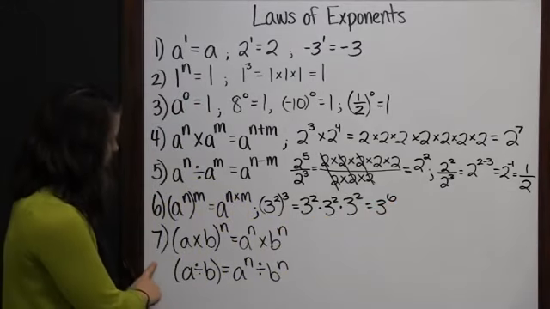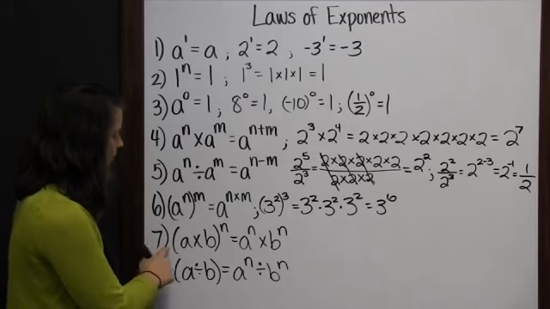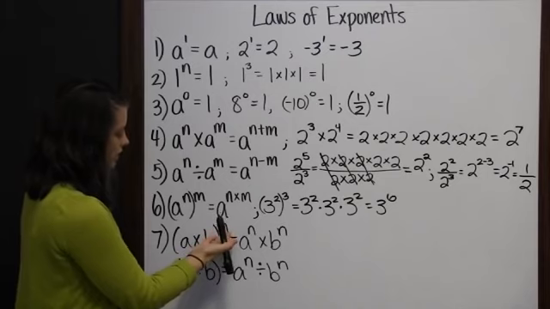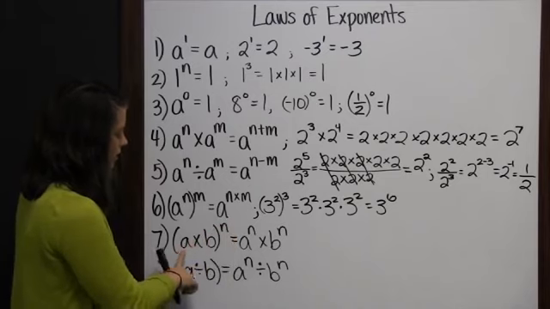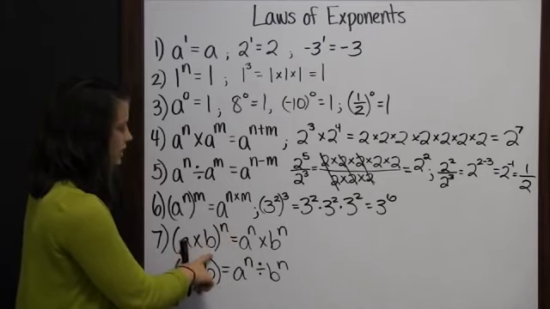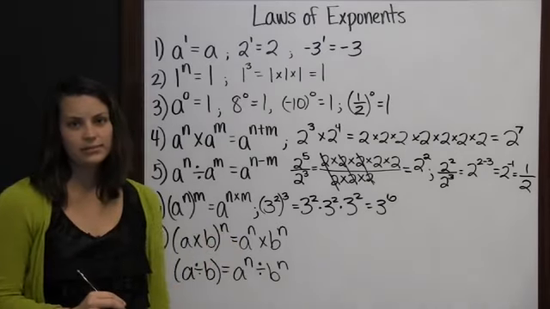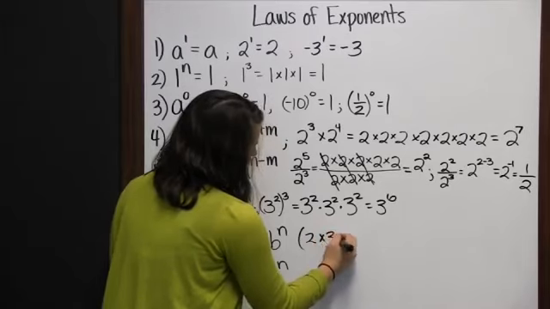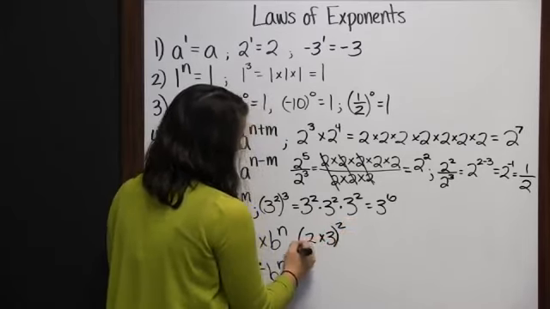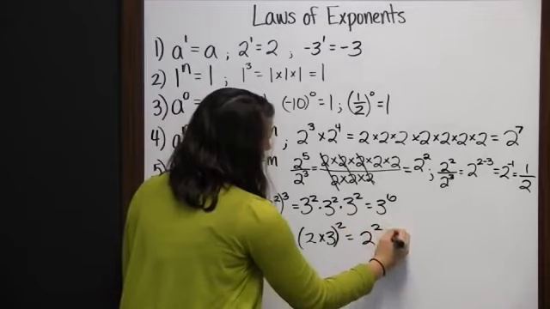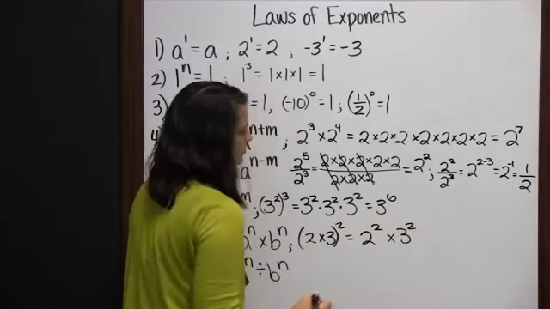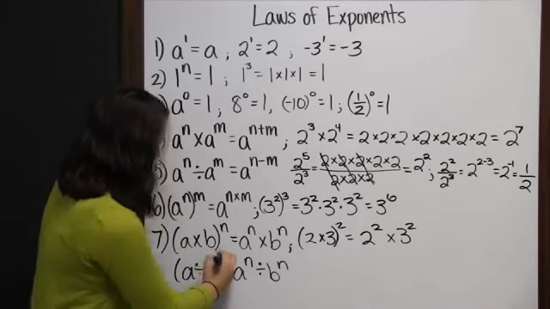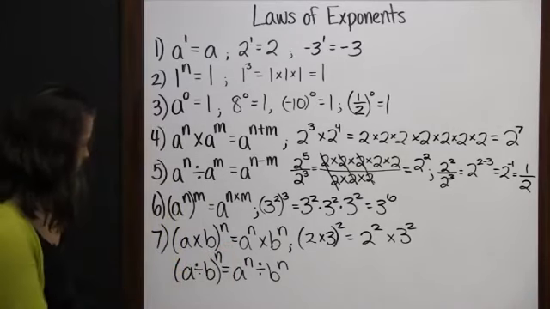The seventh rule says that when you have operations inside parentheses that are raised to an exponent, then each term inside those parentheses is raised to that exponent. So, for instance, like 2 times 3 squared. That is 2 squared times 3 squared. And again, you could simplify from there. Left off my n there, that's important.